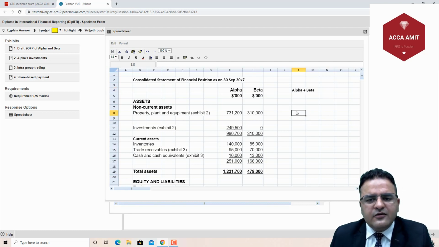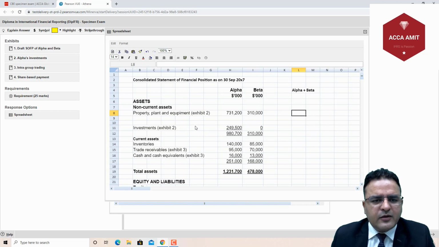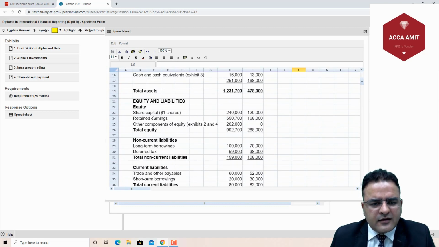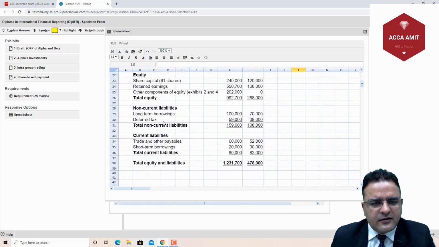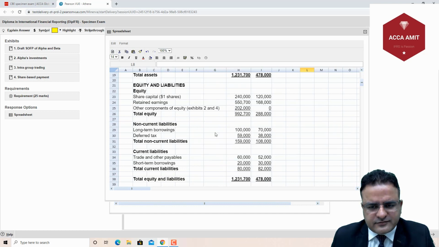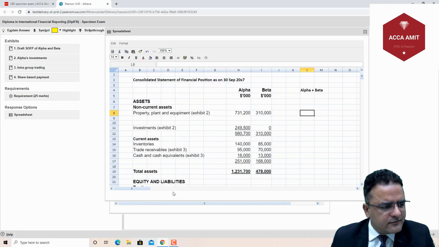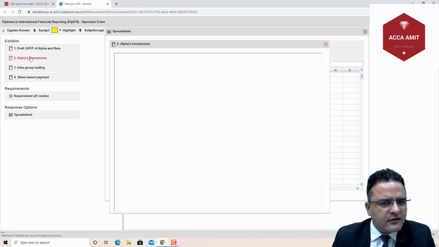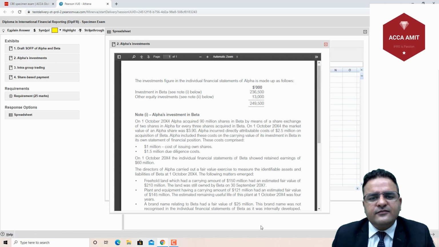We'll be adding up the financials of Alpha and Beta in property, plant and equipment. Investments we'll be replacing with goodwill, and there are long-term borrowings and deferred tax. Everything is simple. There are other components of equity as well which we need to deal with here. So the next thing is to read the requirement, Alpha's investments. Now we have options of highlighting it here and strike through.